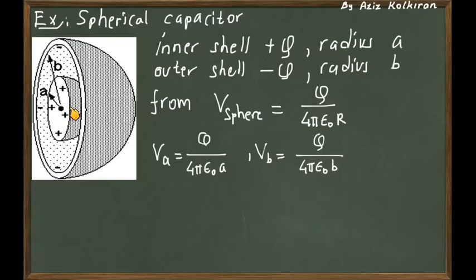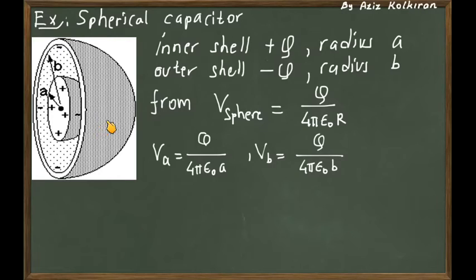And for our example, since the inner shell has a radius a, the inner shell is at a potential Q divided by 4 pi epsilon 0 times a. So this is the potential of the inner shell. And as you go away from the inner shell, the potential drops as 1 over r. So when you come to the inner surface of the outer shell, the radius there is b.